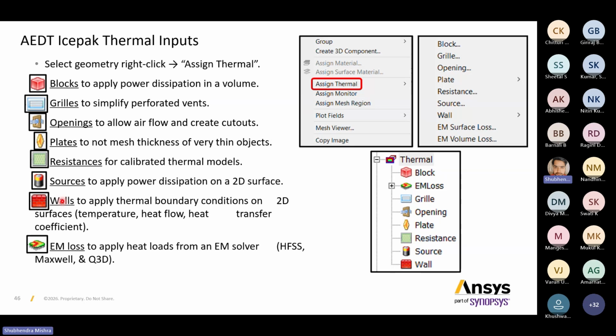EM losses are used when I'm coupling one tool with another tool, like coupling HFSS with Icepak or Maxwell with Icepak. To take whatever EM data there is into the simulation phases, we can assign the EM losses here. And how to apply that? Just click on Assign Thermal, and all these things will appear here and you can assign any of these.